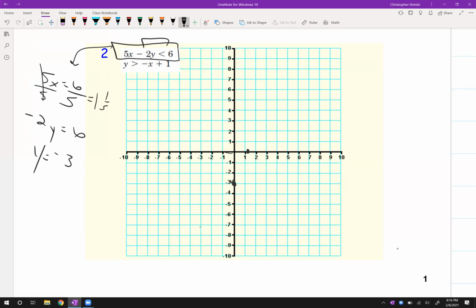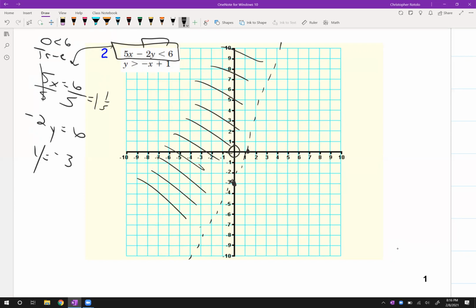I'm going to check it out. It says a dashed line. It doesn't say it. I just know it. And then we're going to test 0, 0. Is 0 less than 6? That's a true story. So we're going to shade to the true side. Everything's been true so far today. I'm getting a little nervous.